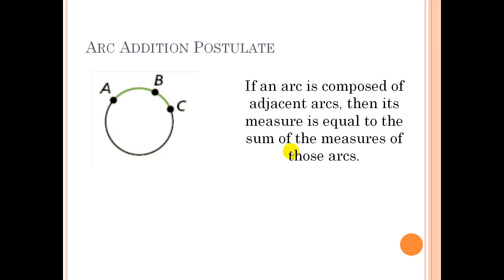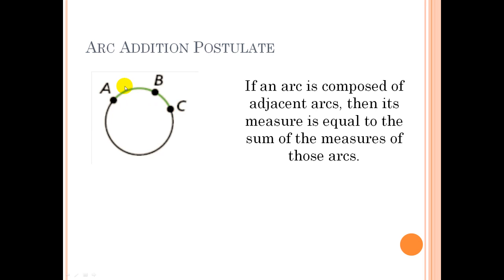Okay. Now on to our theorems and postulates. Our first postulate of the evening says that if an arc is composed of adjacent arcs, like for instance we have AB and BC, and you put them together we get arc AC all the way around, then all we have to do to get the total arc is to add up the sum of the components. So if you want arc AC, it's just AB plus BC. You just add those up.